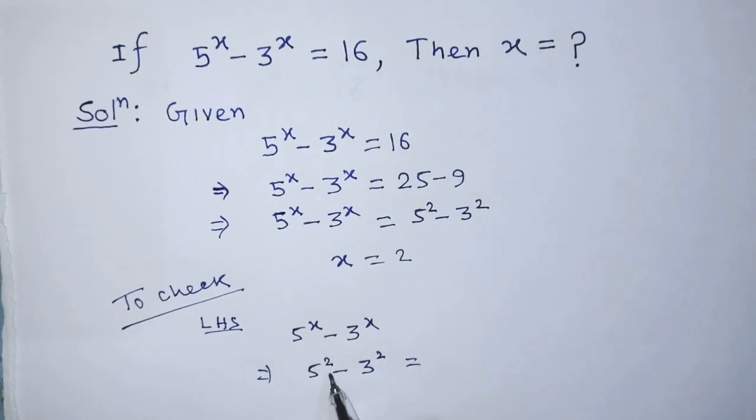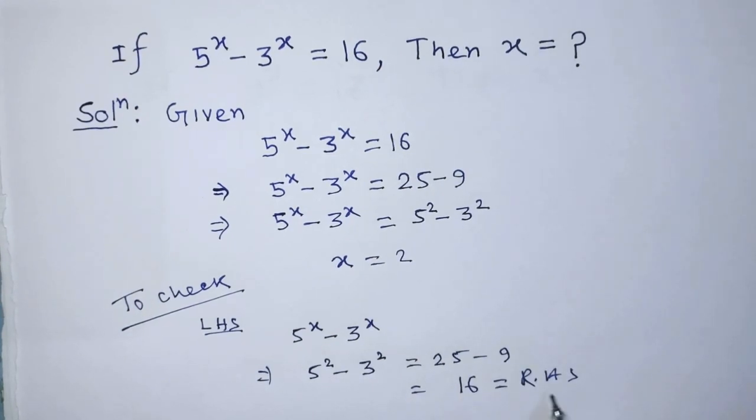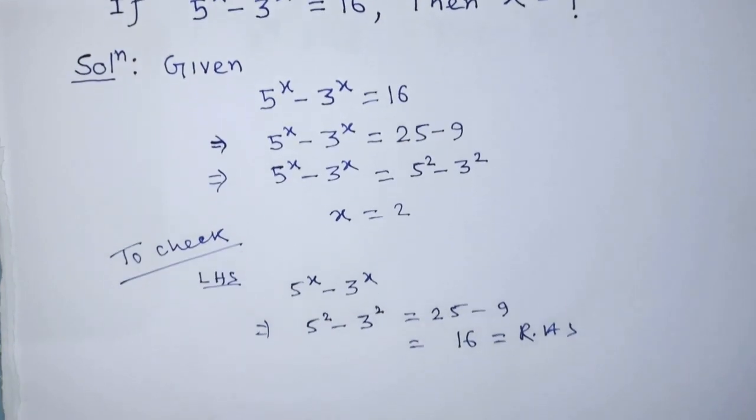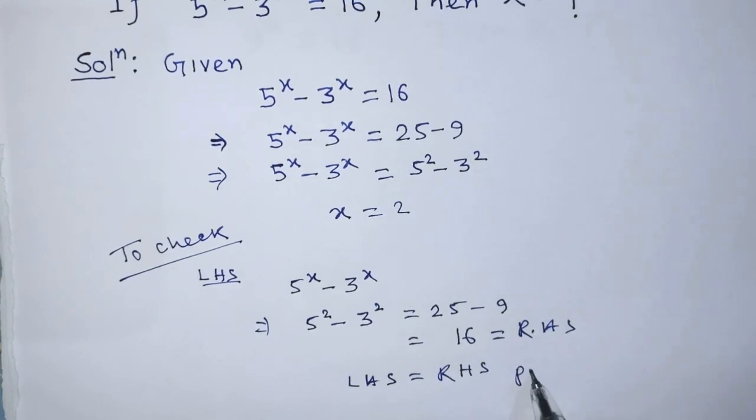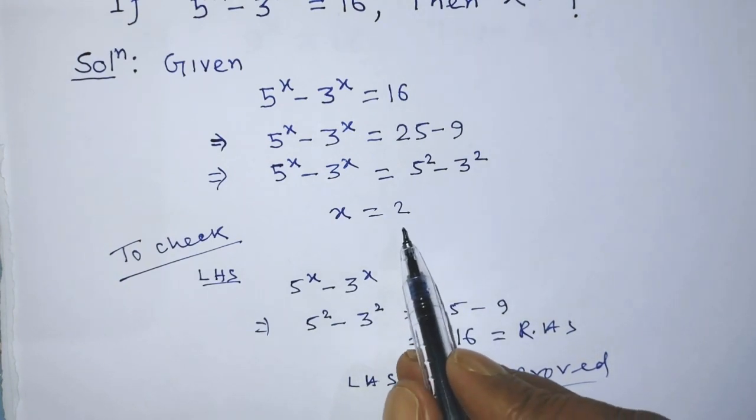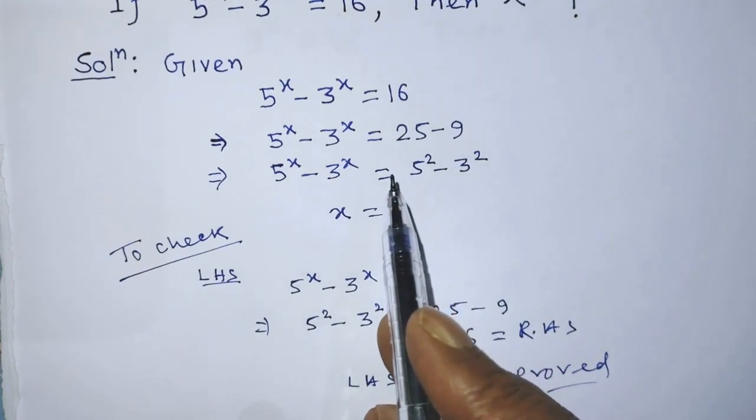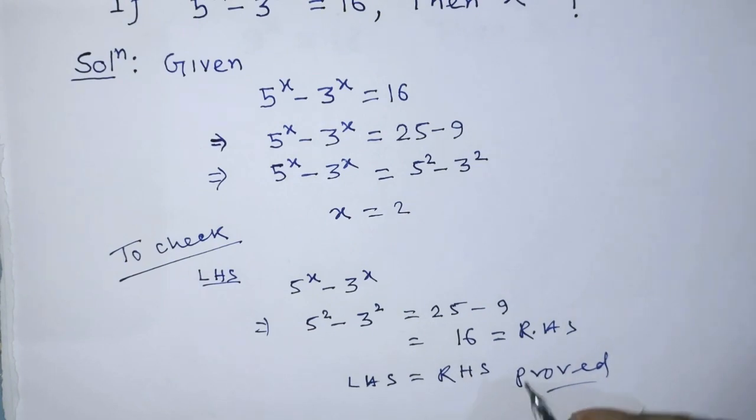So we can write 5 to the power 2, that is 25, minus 3 square, that is 9. So student, now we can subtract 9 from 25, then you get 16, which is the right hand side. So we can write left hand side is equal to right hand side, proved. So student, it is clear that x equal to 2 is the solution of the given equation. So student, our answer is complete.